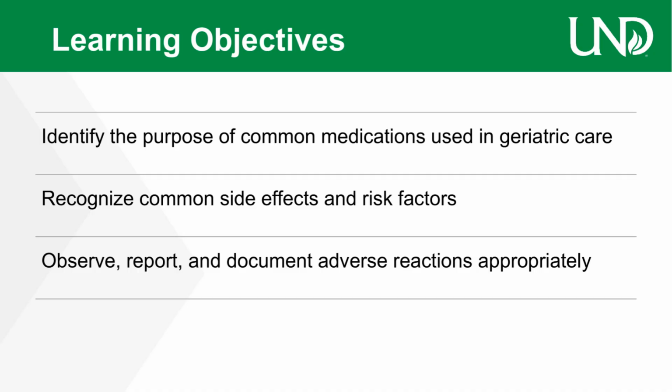Here are the objectives that will guide our session and support your role in safe, effective care for older adults. By the end of this session, you will be able to identify the purpose of common medications used in geriatric care, recognize common side effects and risk factors, and observe, document, and report adverse reactions or changes in condition appropriately.